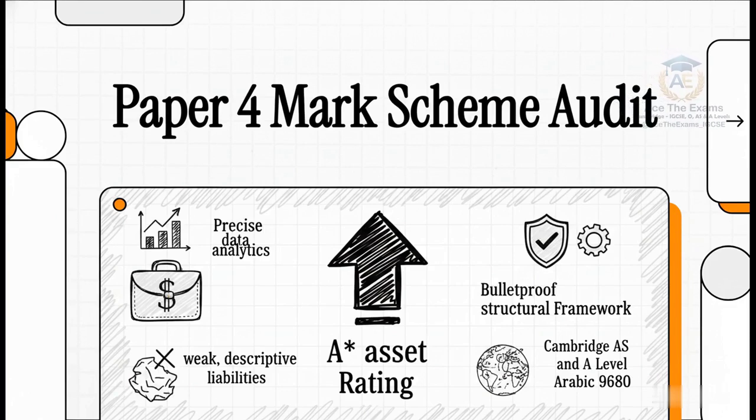and A-Level Arabic 9680. My job today, as your training director, is to train you to strip away all those weak, descriptive liabilities in your writing. You know the ones, the fluffy sentences that sound smart but actually say nothing. We are going to replace them with bulletproof structural frameworks, precise data analytics, and corporate-level evaluative reasoning. Because look, if you want that top-band valuation, that A-star asset rating, you absolutely have to start thinking, structuring, and executing like a C-suite executive. So grab your notes, get focused, and let's get to work.